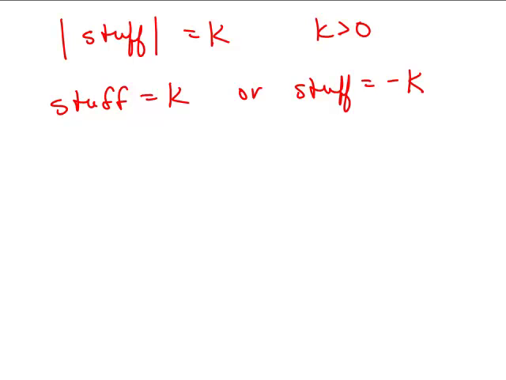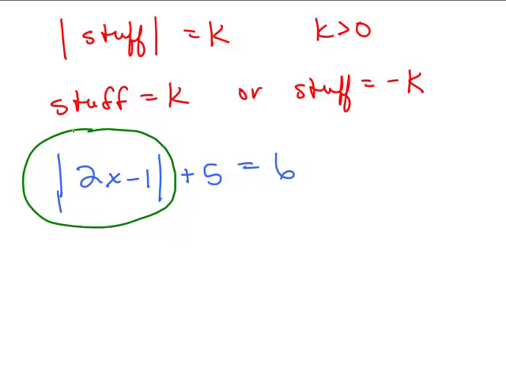So here's an example. What about if you had the absolute value of 2x minus 1, plus 5 equal to 6? You cannot use the above definition because the absolute value is not all by itself on one side of the equation. So the very first step is to isolate this part, so there's only the absolute value on that side of the equation. To do that, we need to subtract 5 from both sides. You can't add 1. That's inside the absolute value.